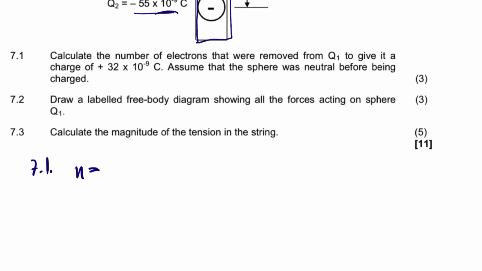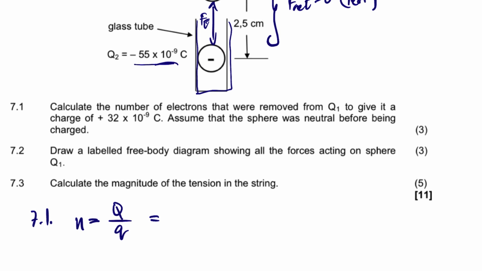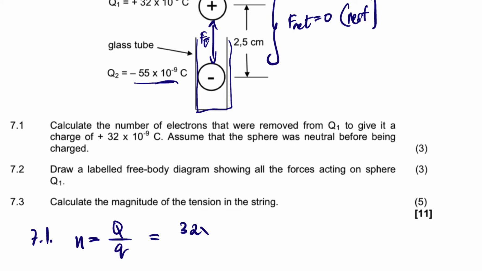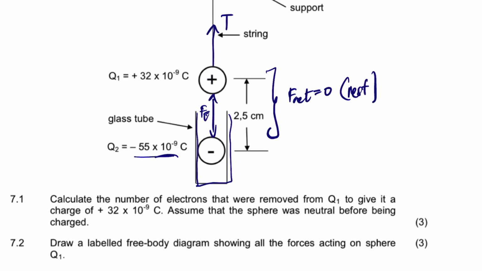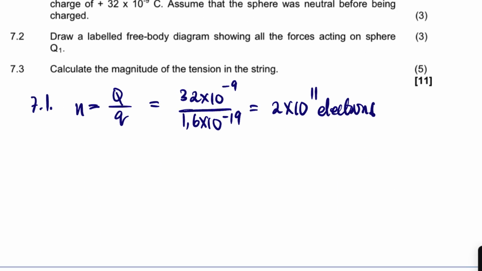So Q is equal to n e, so n is equal to Q over e. That charge is positive. It's going to be 32 times 10 to the power negative 9, divided by, since I'm using positive, the positive 1.6 times 10 to the power negative 19. And always, your answer here needs to be positive. So your answer is going to be 2 times 10 to the power 11. Both this and your power need to be positive. So these are the electrons that were removed from this one, since it's positive, there are electrons removed.